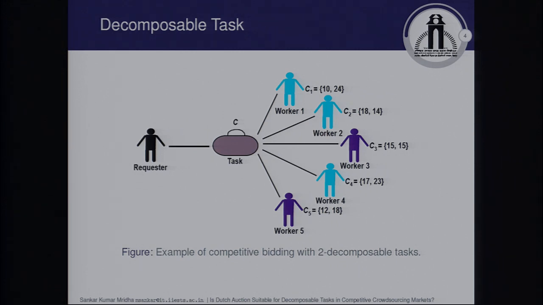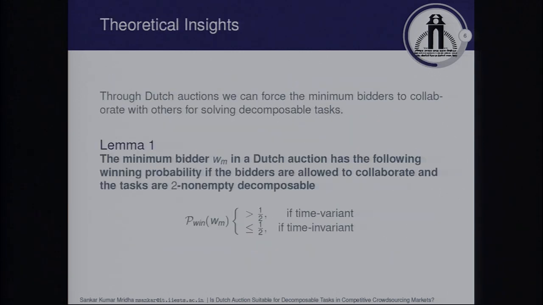So from this case, we derive a theoretical lemma. The lemma says that the minimum bidder W3 in a Dutch auction has the following winning probability if the two nearest bidders are allowed to collaborate with each other when the task is two non-empty decomposable. The winning probability for the minimum bidder is greater than half in the case of the time variant case, and is less than or equal to half for the time invariant case.